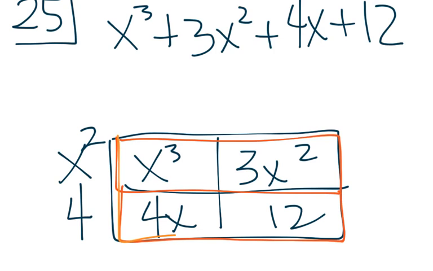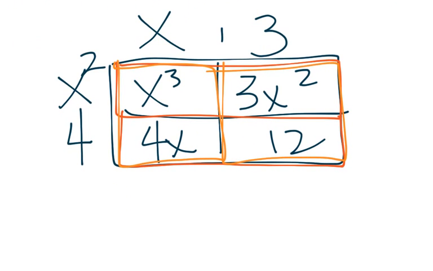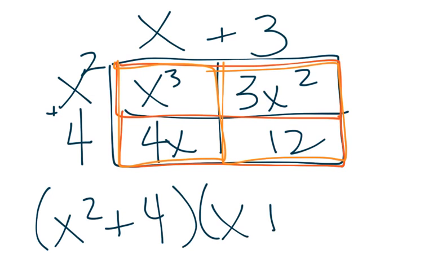Now we're going to go down, x to the third and 4x, and they just have an x in common. And then we're going to go down once more, 3x squared and 12, and what they have in common is 3. So here are our two factors, x plus 3 and x squared plus 4. And this is our final answer.